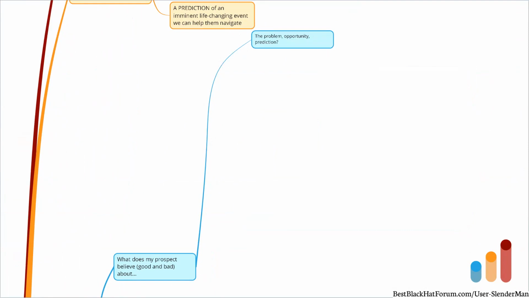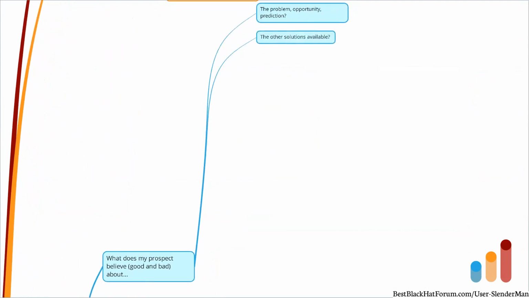Now, if you're doing this right, the problem, the opportunity, especially if we're talking opportunity or prediction, these are going to feel fairly new to them, but they're going to have certain beliefs, both good and bad, about problems, opportunities, and predictions, like whatever you are presenting. What do they believe about the other solutions that are available to them in the marketplace? The other products or services or do-it-yourself solutions that are out there in the context of the market or industry that you're in.